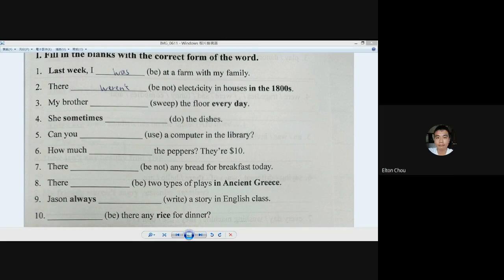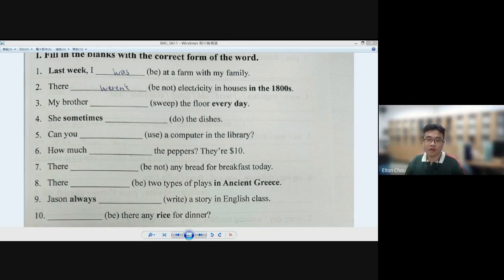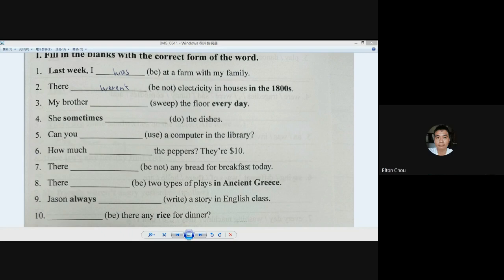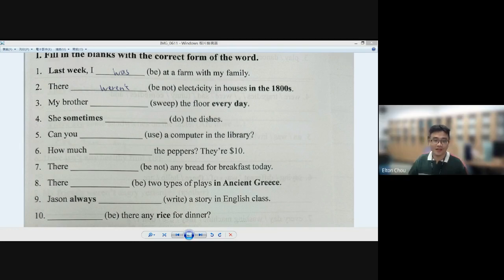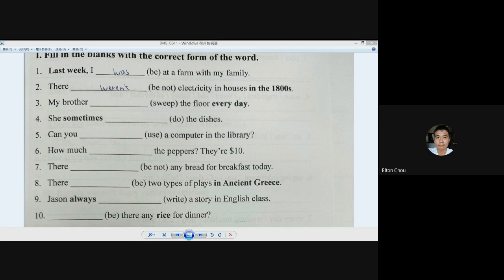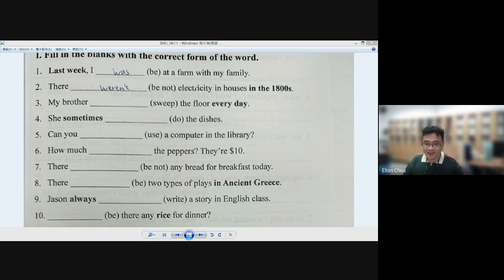And the keywords right here will be sometimes, always, never, often, usually. We use present simple, right? So she sometimes. I believe you can find the answer. How about number nine? Jason always. Okay. So tense number one, tense number two, tense number three. Check out your answer.